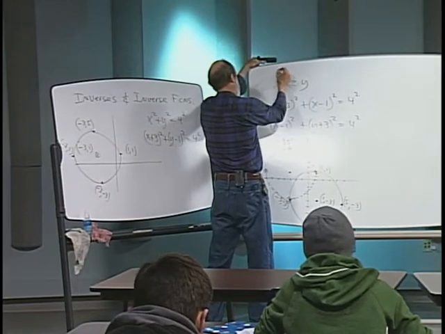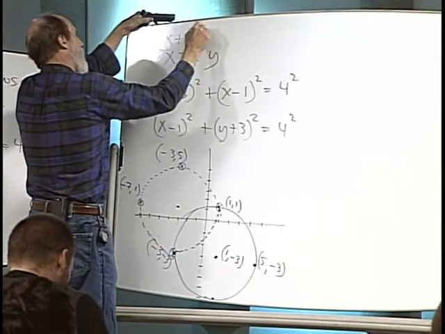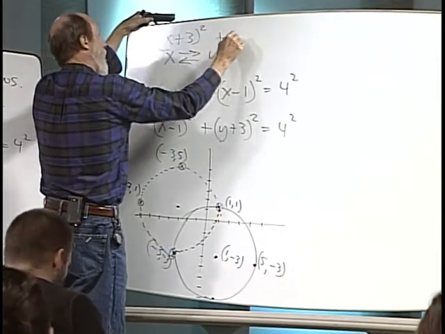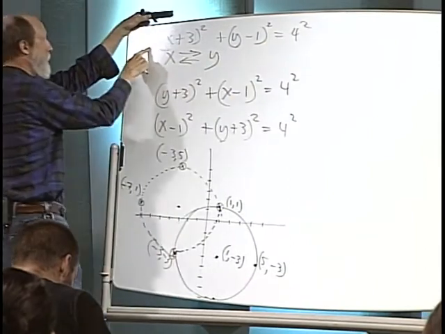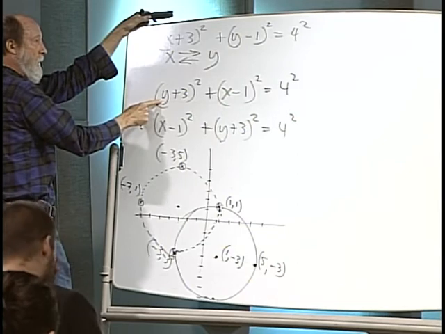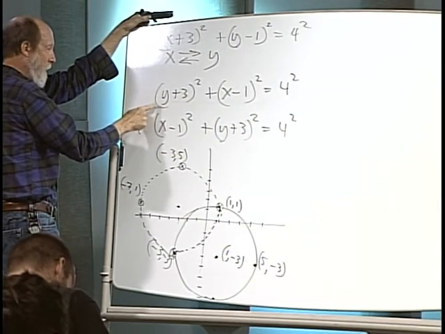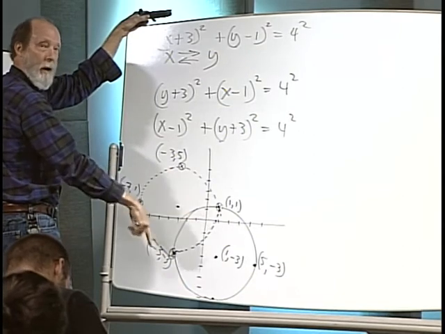The original equation I'll write up above here was (x + 3) squared plus (y - 1) squared equals 4 squared. There's the original circle. We interchange the x and the y, forming what we call an inverse. And then here's the equation of it, which we also drew in solid line.